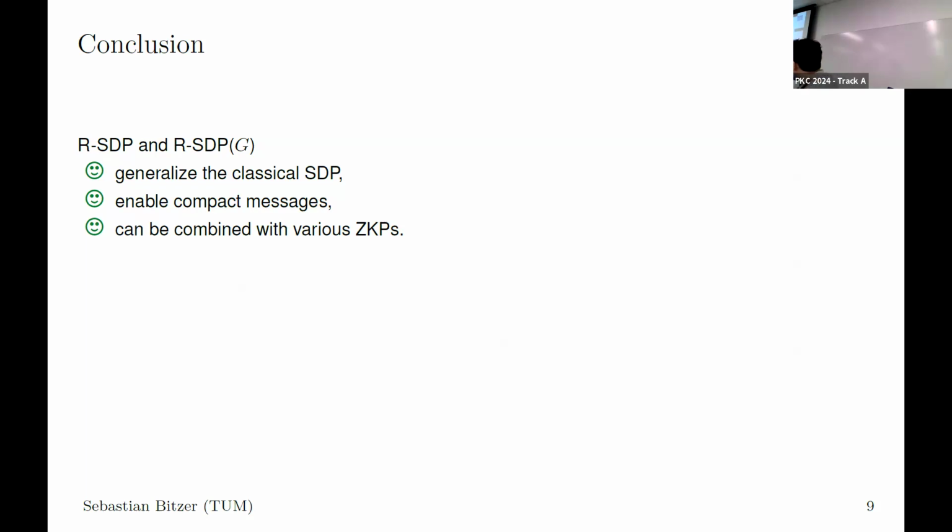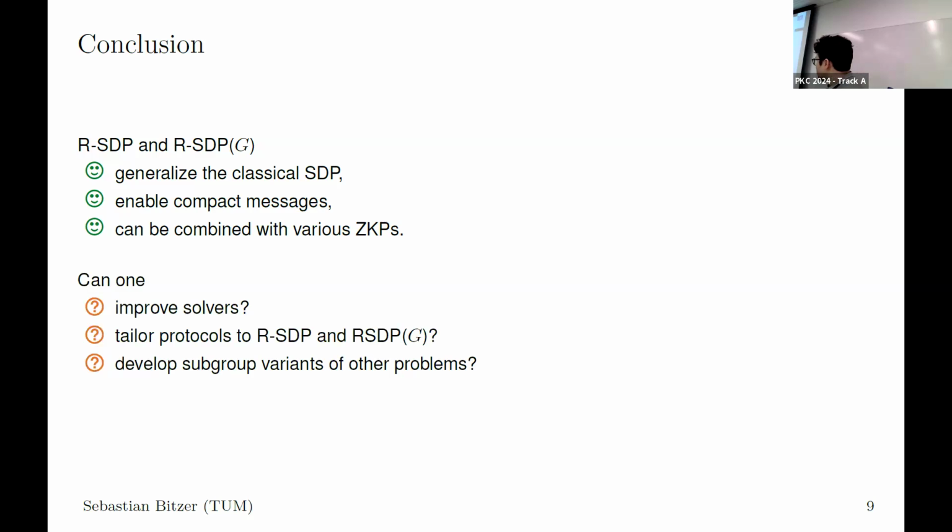We have been talking about RSTP and RSTPG, which are restricted generalizations of the classical syndrome decoding problem. I've shown to you that these problems enable compact messages and are therefore promising for building signature schemes. In particular, one has a lot of freedom in choosing protocols since a lot of existing ones can be adapted to the restricted case. Now, here are 3 open questions that I would consider interesting.